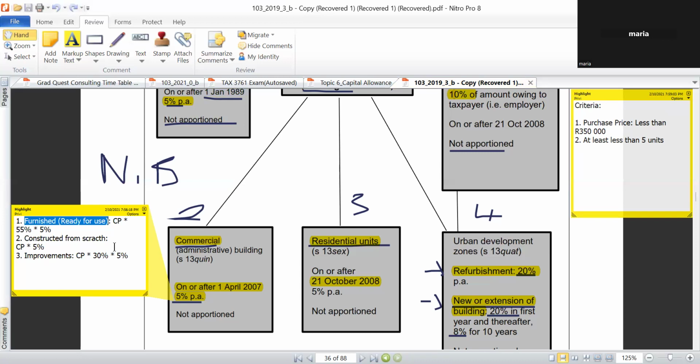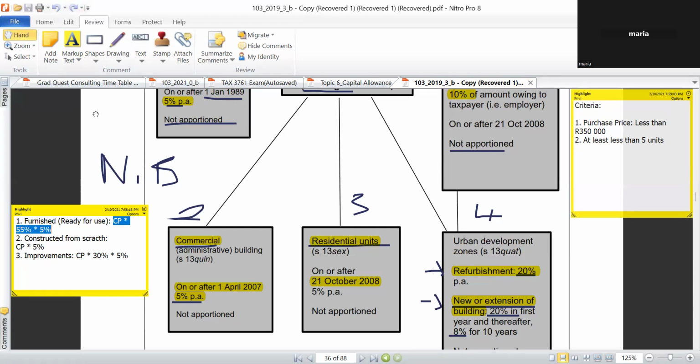So if it was a finished property, ready for use, and you acquired it from someone in that state, here is how SARS allows you to calculate the capital allowances on that commercial building. You take the purchase price that you incurred to buy that commercial building from somebody, you multiply it by 55%, and then you apply the capital allowance provisions of 5% on that particular asset.